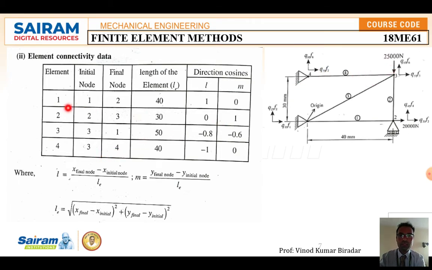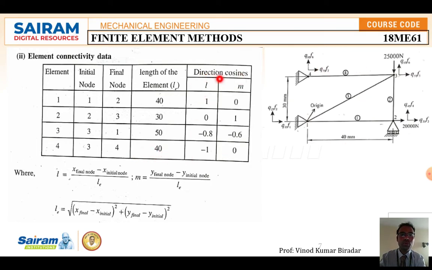Next is the length of the elements. The first element length is 40, and the second element length is 30. The third element length we need to calculate using the Pythagoras theorem: we know this 40 and this 30, so you get the length of the third element as 50. The fourth element length is given as 40.